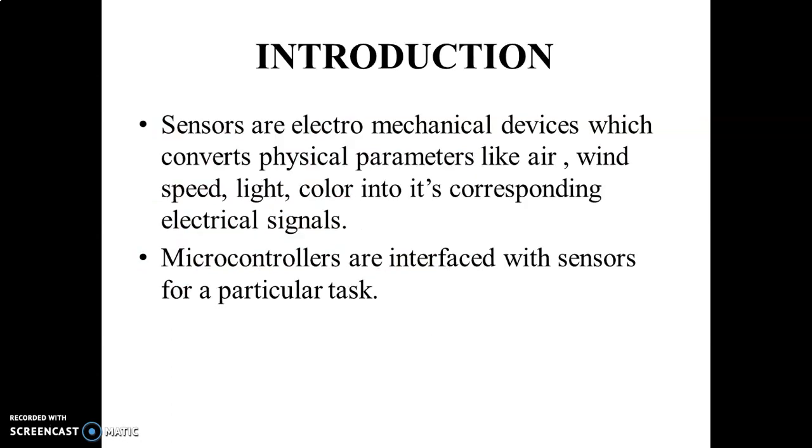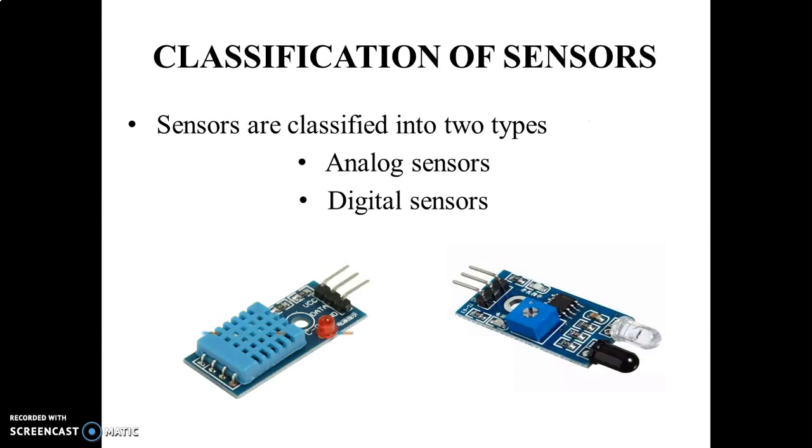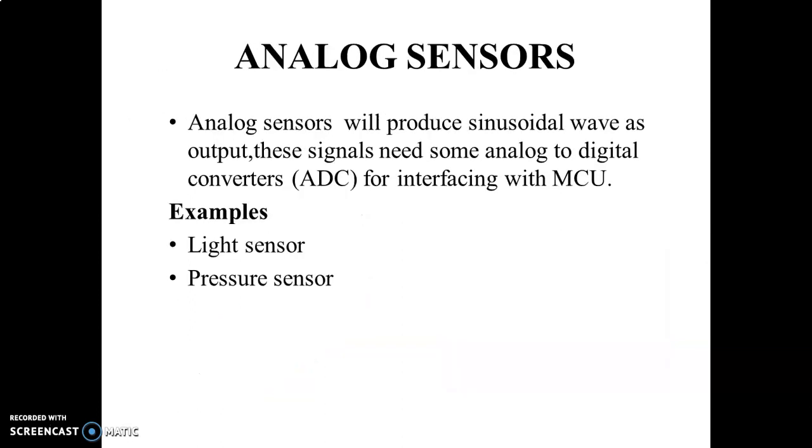Introduction. Sensors are electromechanical devices which convert physical parameters like air, wind, speed, light, color into their corresponding electrical signals. Microcontrollers are interfaced with sensors for a particular task. The classification of sensors: sensors are classified into two types, analog sensors and digital sensors.